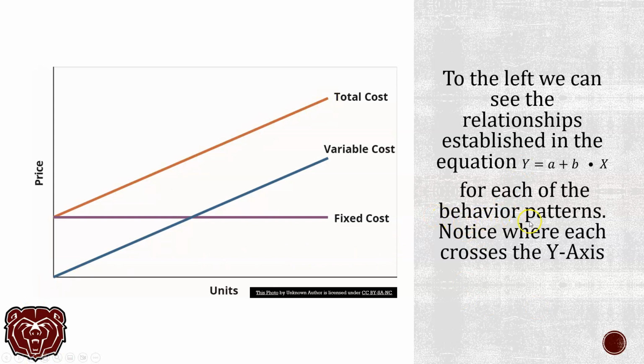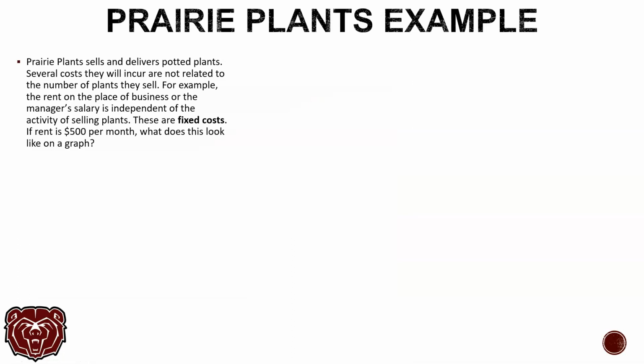Notice where each one crosses the y-axis. That is going to give you an idea of what kind of cost it is. So let's walk through a really quick example here. Pretty simple example. So let's say that Prairie Plants delivers potted plants.